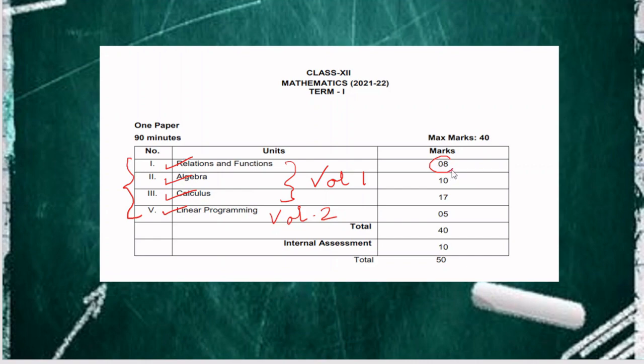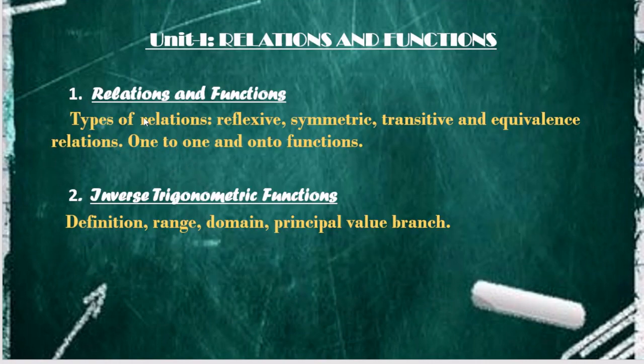So 8 marks will come from relation and function, 10 marks will come from algebra, 17 marks will come from calculus and 5 marks will come from linear programming. 90 minutes time will be given to you and the total mark is 40. 10 marks is for internal assessment. From the 10 marks, 5 marks is for periodic test and 5 marks is for different mathematical activities. So let's look at the detailed syllabus.